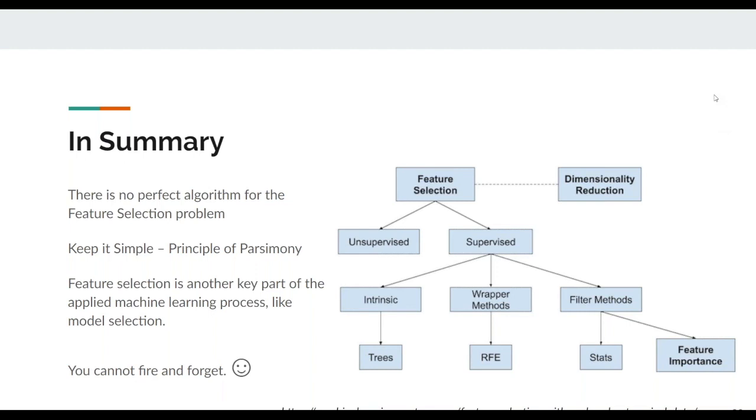And with that, I hope I gave you a quick idea of what feature selection is.